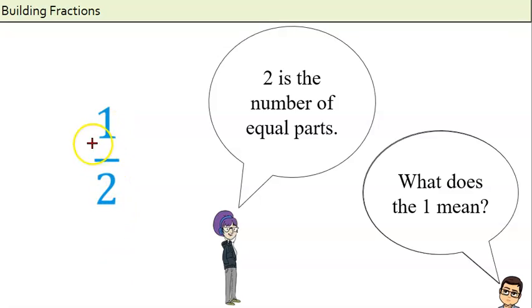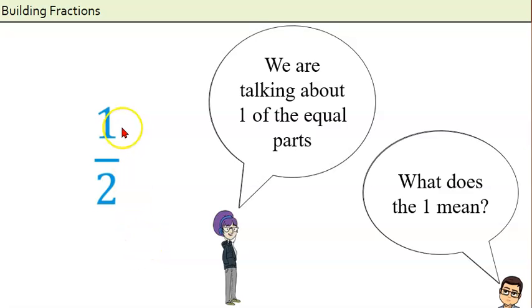But now here's one. What does the 1 mean? What does this 1 mean right here? Go ahead and answer that now. And my student, again, wants to answer. She says that we are talking about 1 of the equal parts. Okay, so that 1 means the one that's shaded, the one we're talking about.